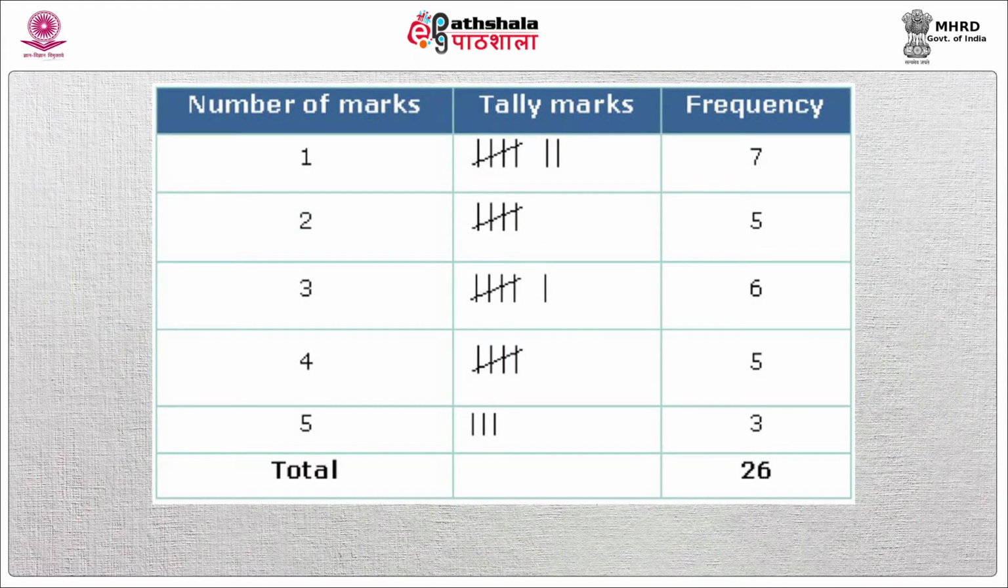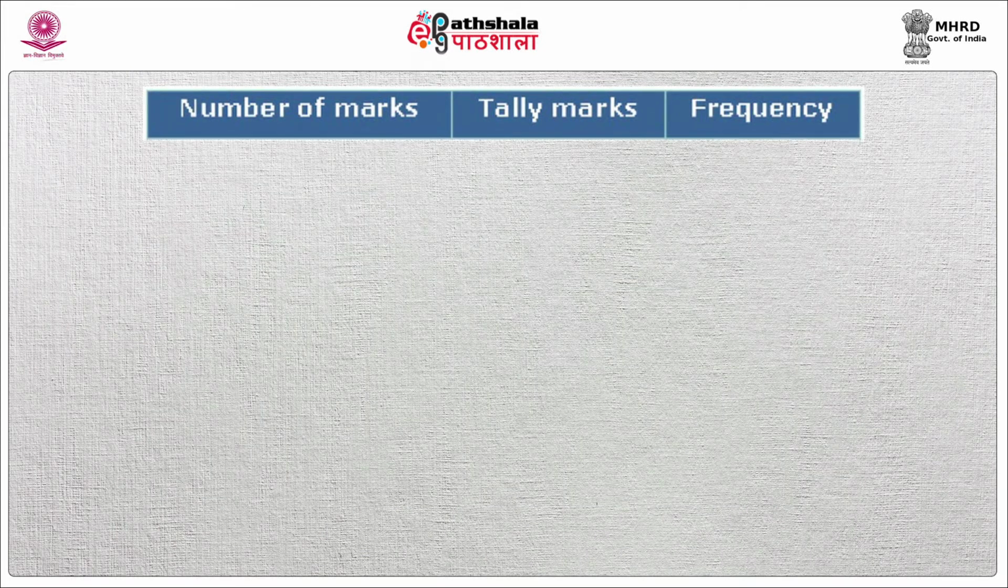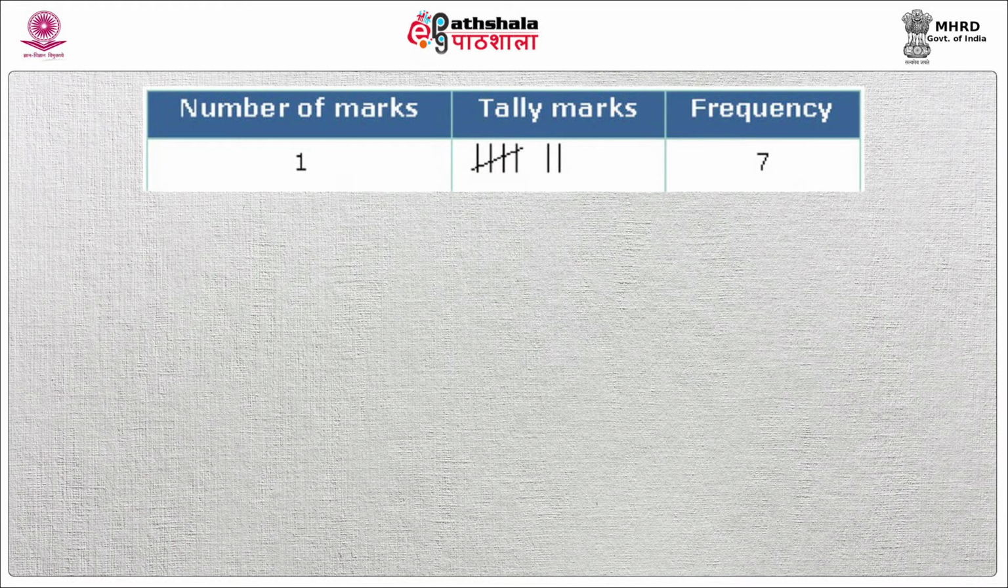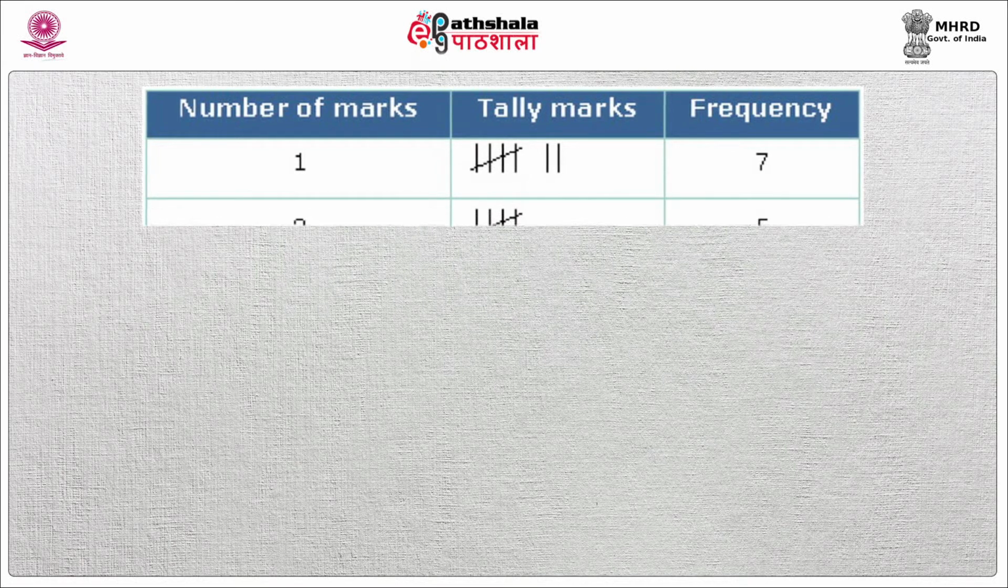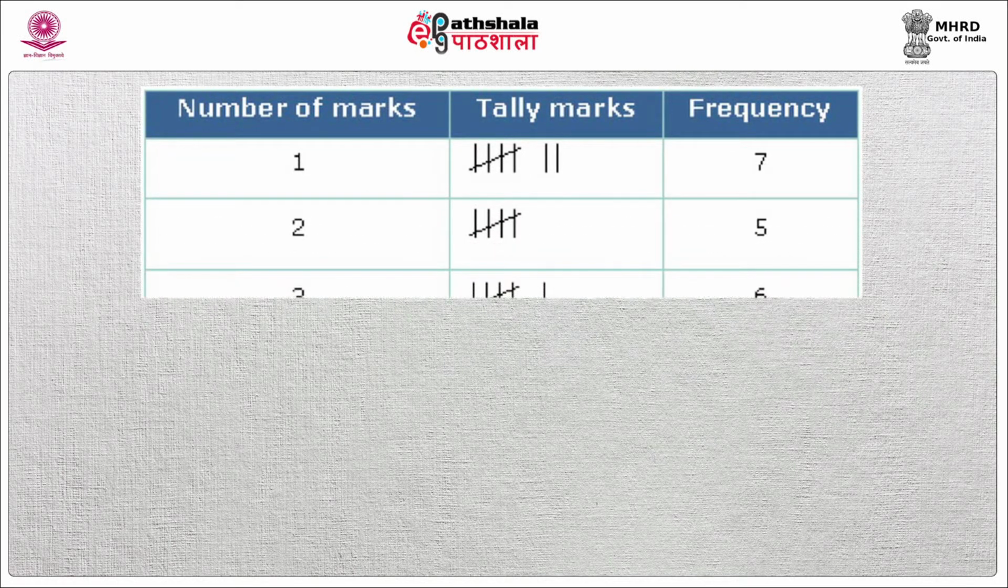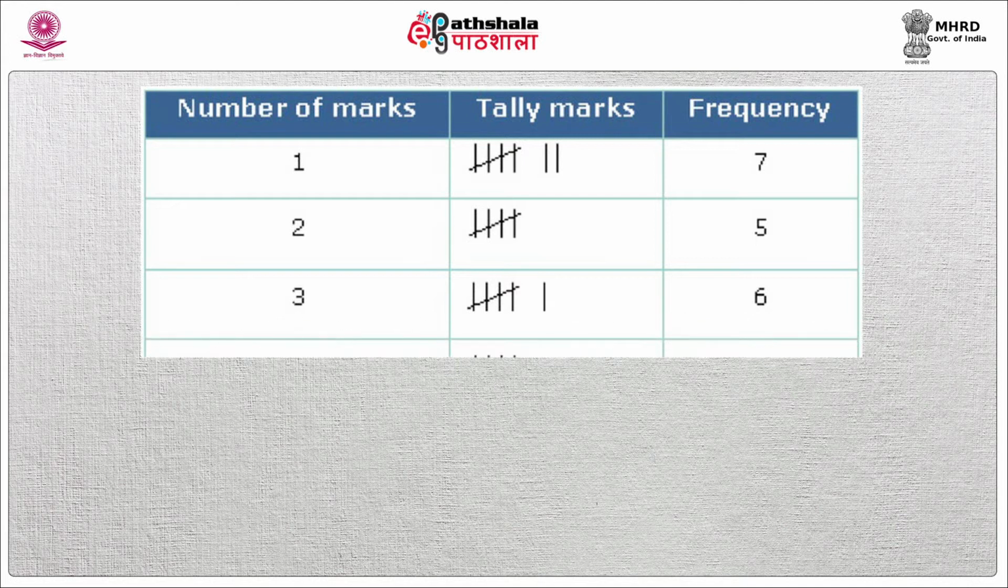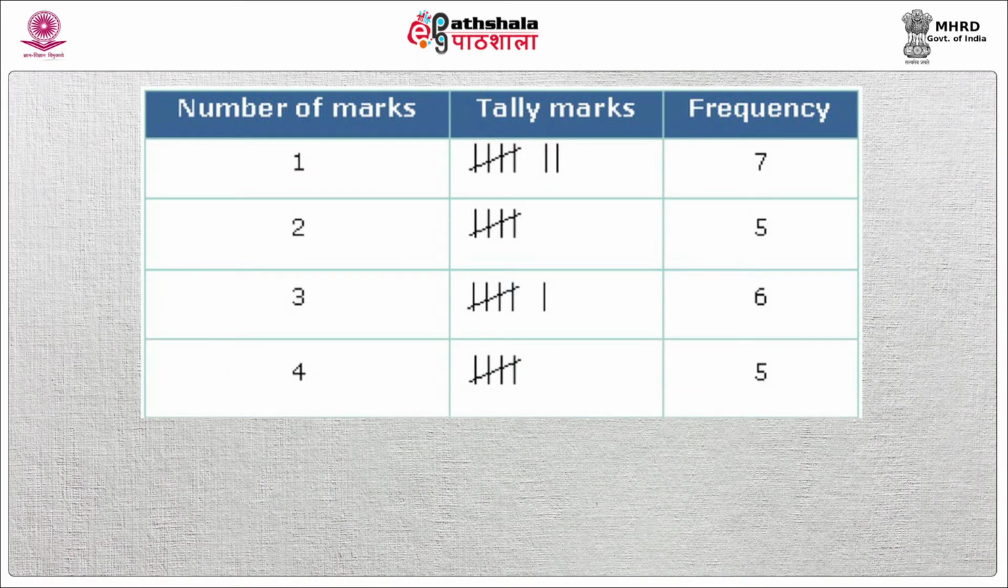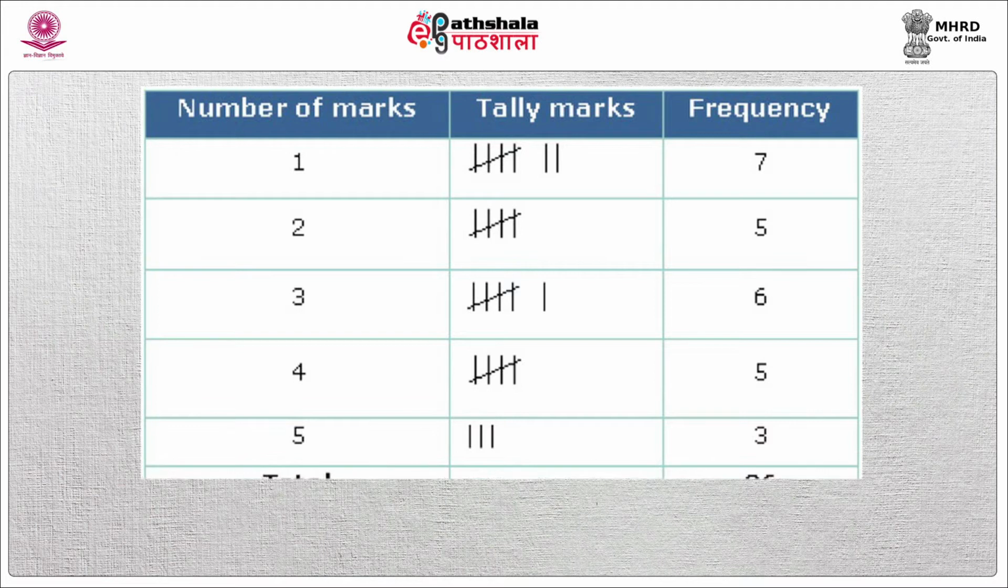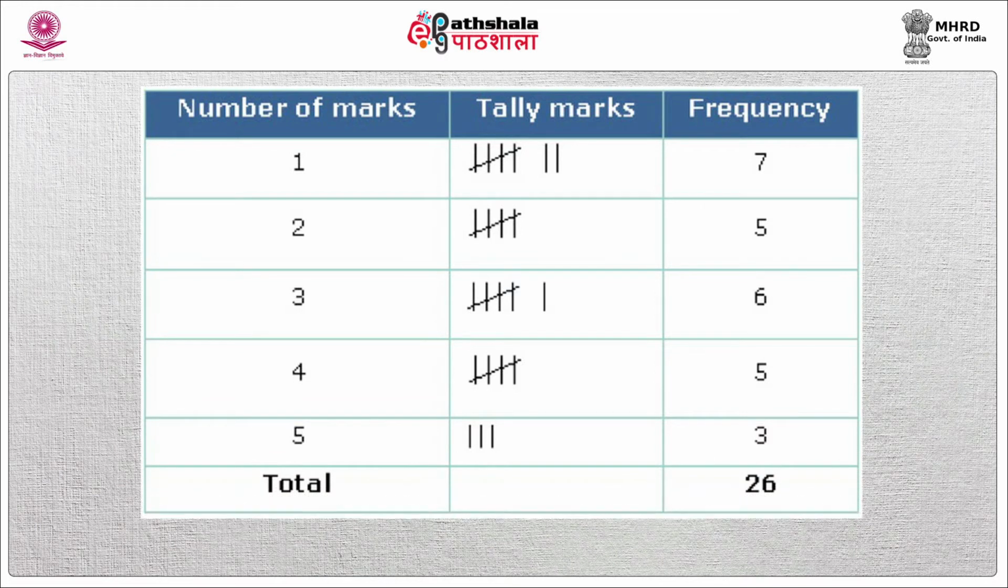The following table represents the marks and the frequency of the data. Now, in this table you can see that against the number of marks, that is 1, the tally marks are shown as 4 straight lines, then crossed, and then 2 straight lines, equals 7. Similarly, when we check the number of marks, that is 4, the tally marks are 4 straight lines crossed by 1 line, making a total frequency of 5.